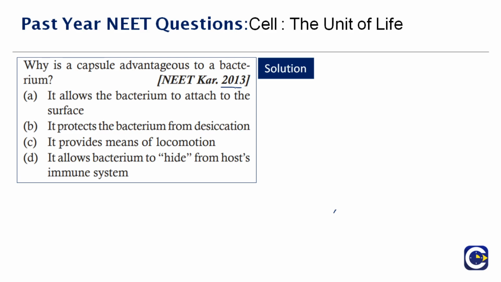Likewise, this capsule is advantageous to a bacterium. So what is a bacteria? It's a microorganism. We have advantages from bacteria, and we also have disadvantages from bacteria. So how does this capsule become an advantage for a bacteria? That is the question. Four options are given here.